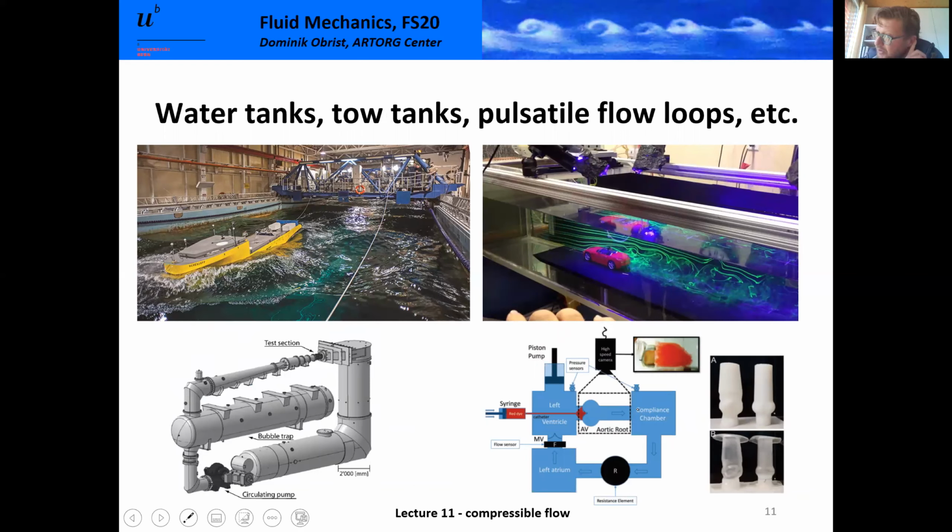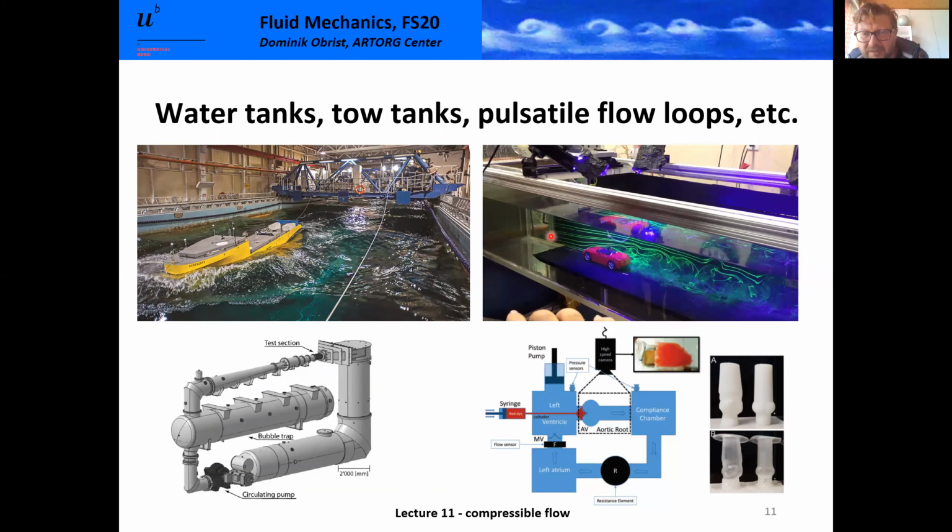Now, I also said we can use water tanks. So what you see on the top right is a typical medium scale water tank. And you see here an example of a downscaled little car, which is sitting on a plate, modeling a road. And you see here some streaks.